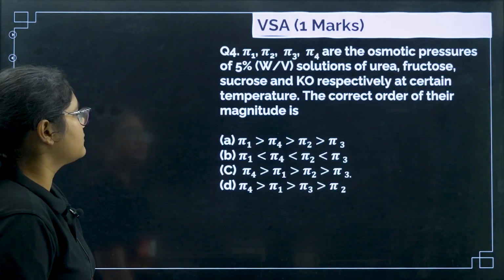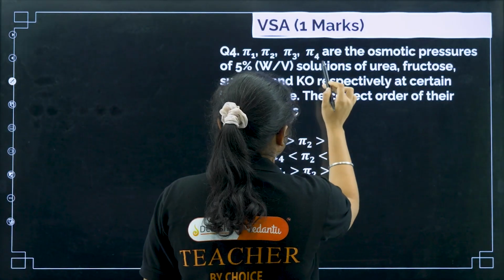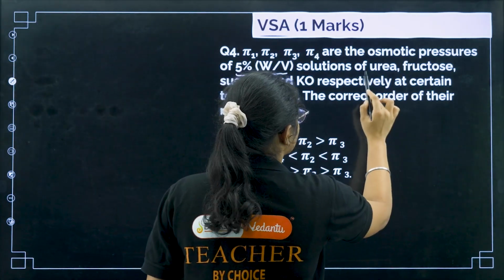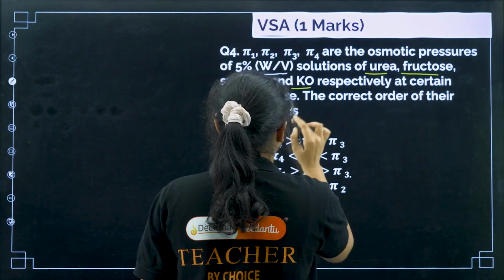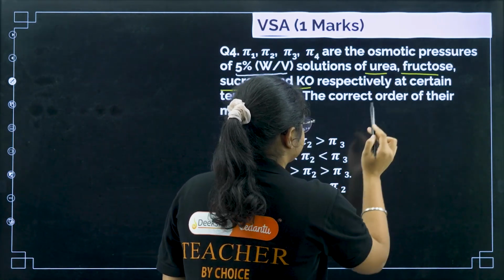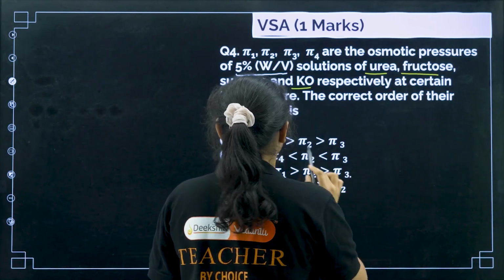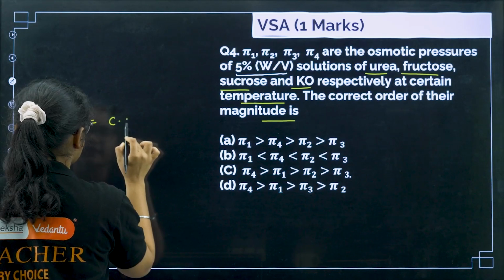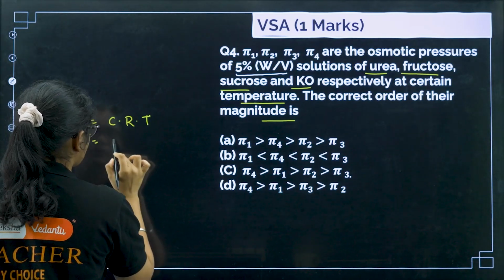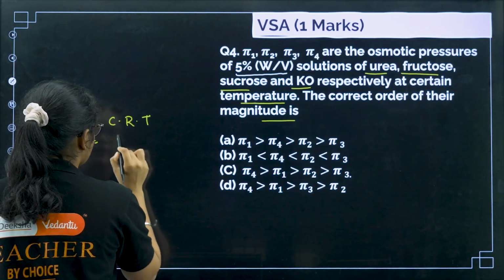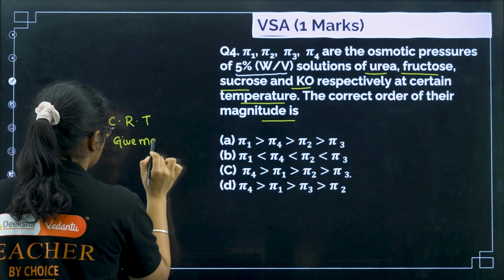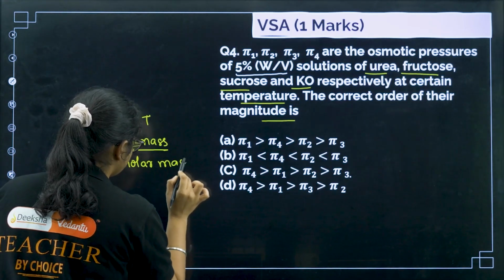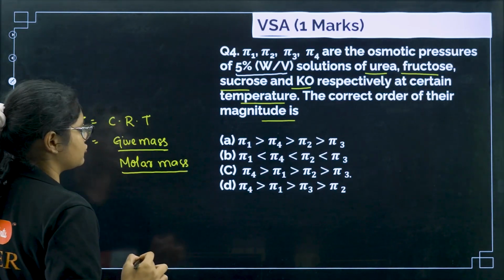Next, question number 4. Pi 1, Pi 2, Pi 3 and Pi 4 are the osmotic pressures of 5% W by V solution of urea, fructose, sucrose and KCl respectively at a certain temperature. The correct order of their magnitude is, okay, so you know pi is equal to C into R into T, right? And C is the number of moles, which is given mass by molar mass. So I can say that the osmotic pressure is inversely proportional to molar mass.